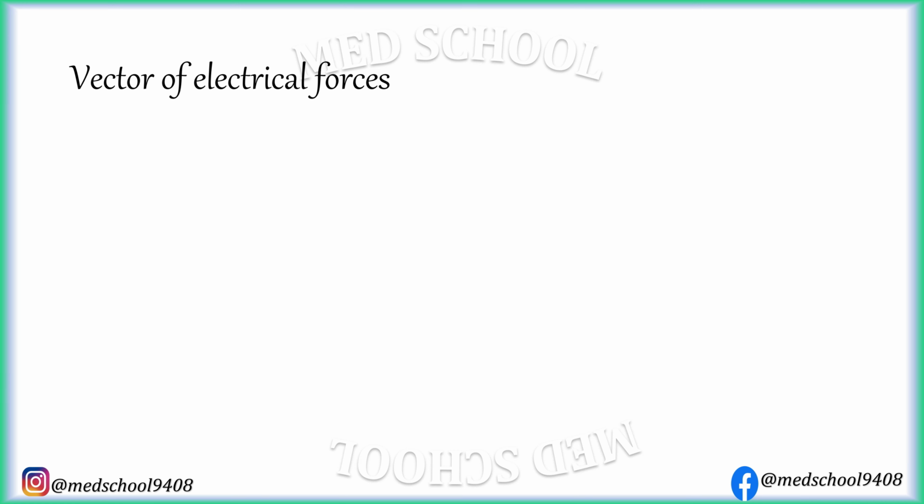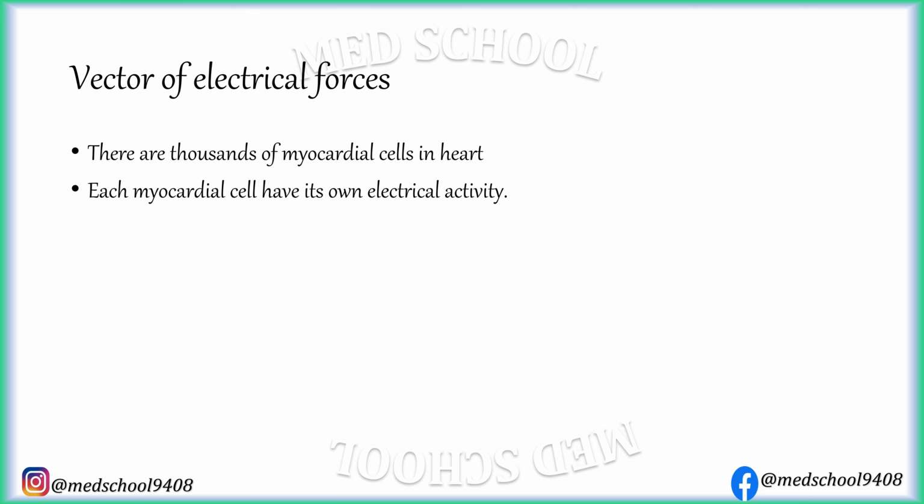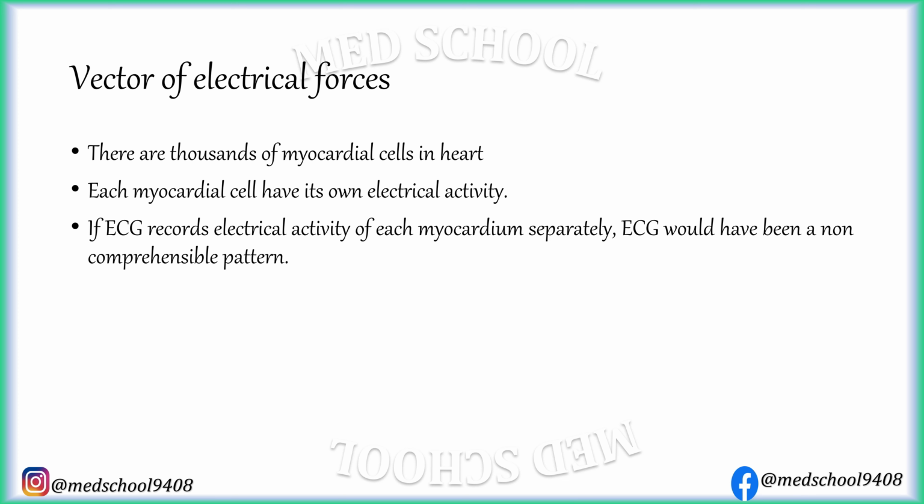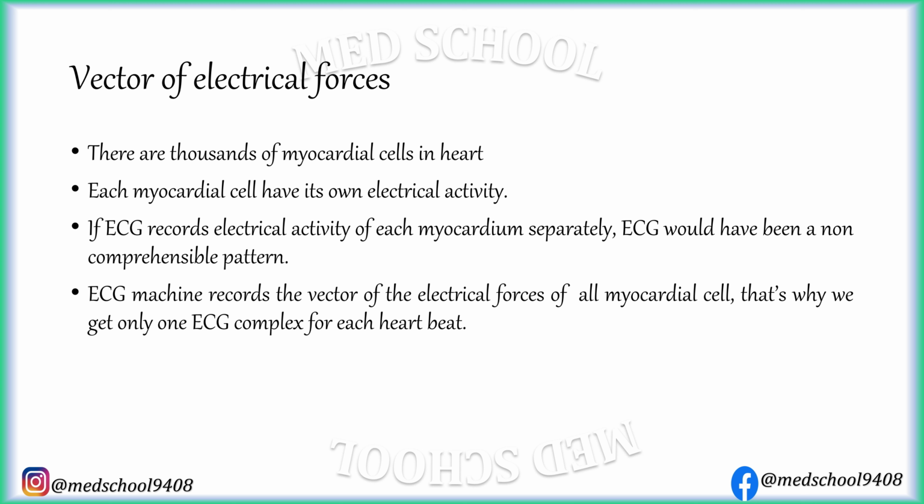Let's start with the concept of vector of electrical forces. There are thousands of myocardial cells in heart. Each myocardial cell has its own electrical activity. If ECG recorded electrical activity of each myocardium separately, ECG would have been a non-comprehensible pattern of zigzag lines. Instead, ECG machine records vector of electrical forces of all myocardial cells. That's why we get only one ECG complex for each heartbeat.